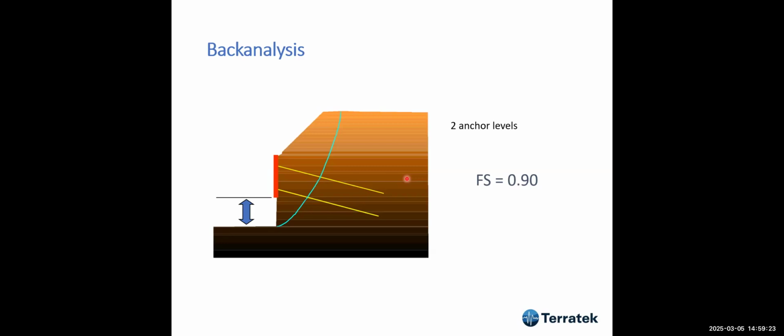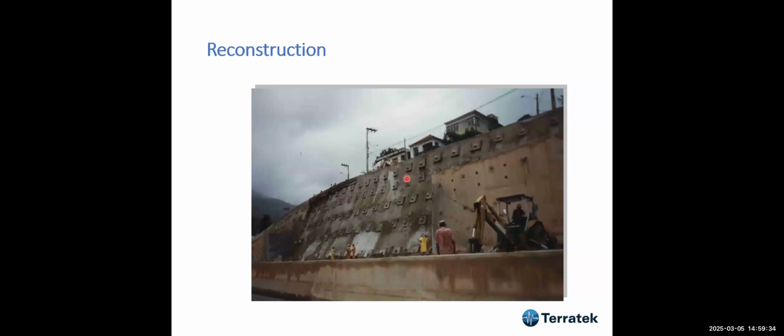Okay, and the factor of safety that they came up with doing a back analysis of this was 0.9 because of excessive excavation. So this is the part that failed from here to here, and this was reconstructed after that. Okay, a new wall was put here.